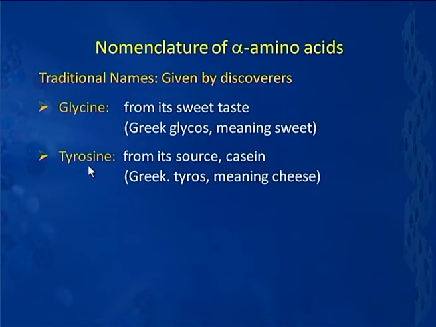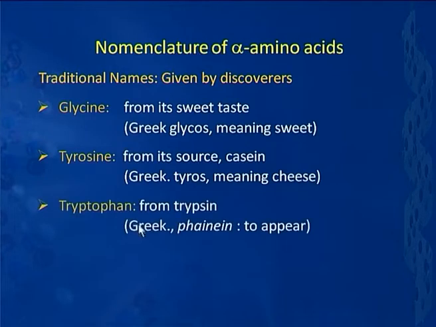Another example is tyrosine. Tyrosine picks up its name from its source, casein. Casein basically is the milk protein, which is what is found in cheese. So tyros again in Greek refers to cheese. Since tyrosine was found in casein, which happens to be the major protein in cheese, that is how the name tyrosine was given.